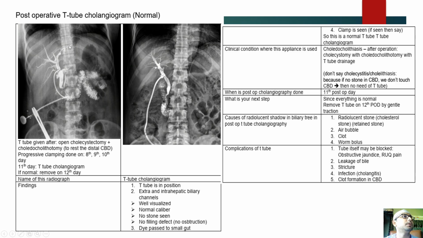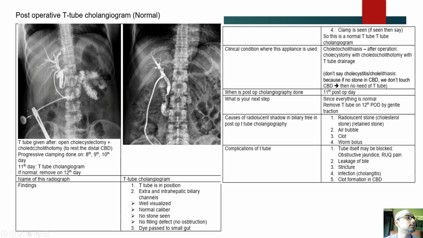Okay, this is the post-operative T-tube cholangiogram. You can see this is the X-ray of the abdomen, shows the hepatobiliary channel is visible, and there is a tube going through to the outside. So this is the T-tube cholangiogram, right? This is a clamped T-tube cholangiogram. This is an unclamped T-tube cholangiogram.